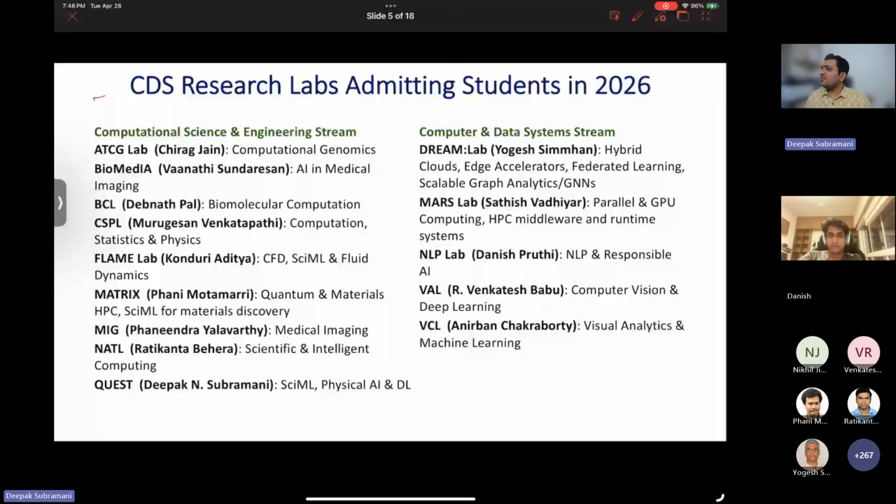Are there any labs which conduct research in the area exploring the role of deep learning in computational finance and related areas? Not in CDS right now.